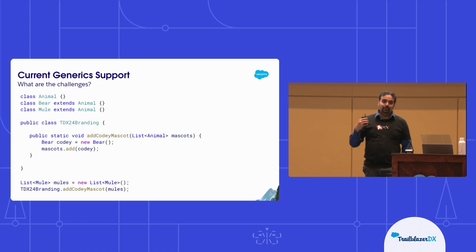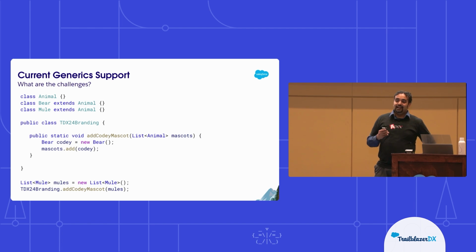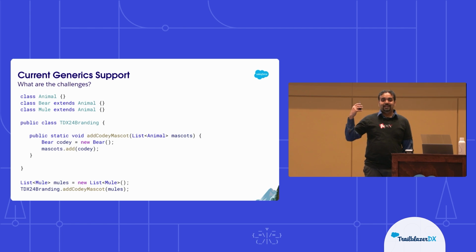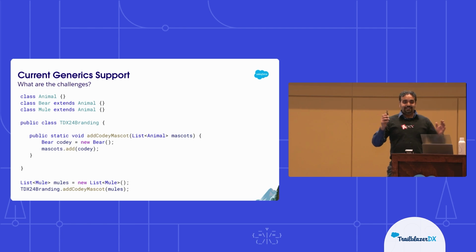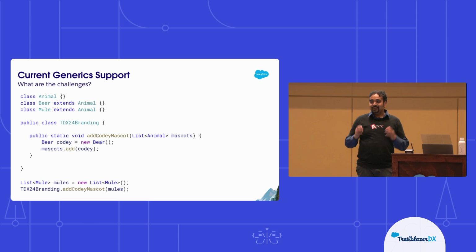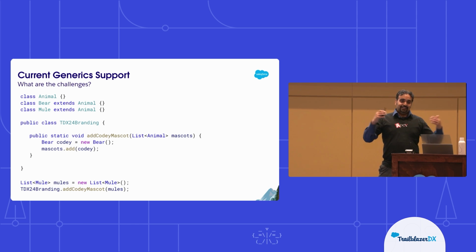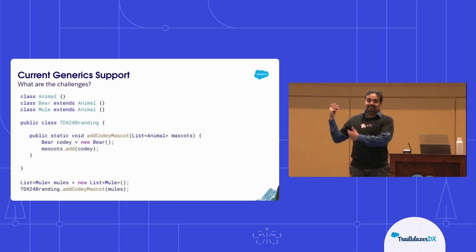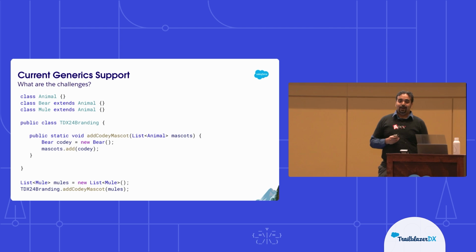Here, I have a requirement. I want to choose a furry animal as the mascot for Trailblazer DX. Right? And so I take my requirement, I have a developer write code like this that takes a list of animals and makes Cody the mascot by adding it to the list of animals. Sometime later, another developer comes around. They didn't quite understand what they were doing, so they created a list of mules, and then they passed the list of mules to my method that sets Cody as the mascot.